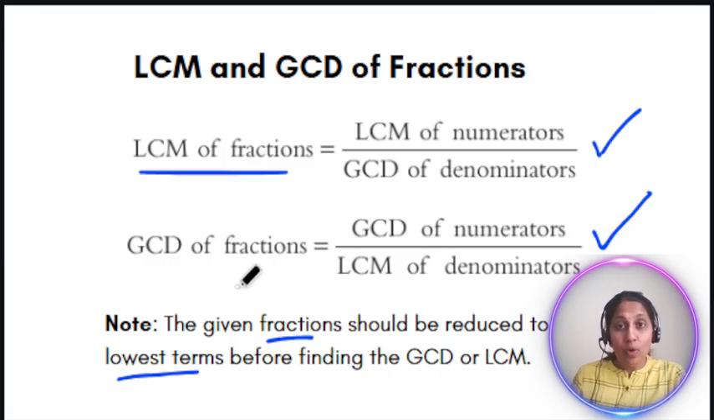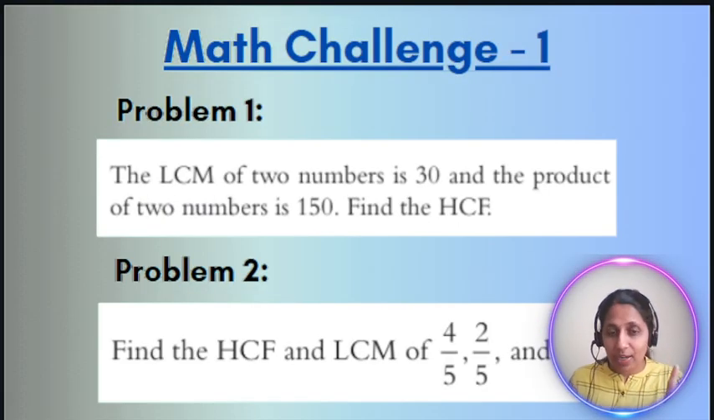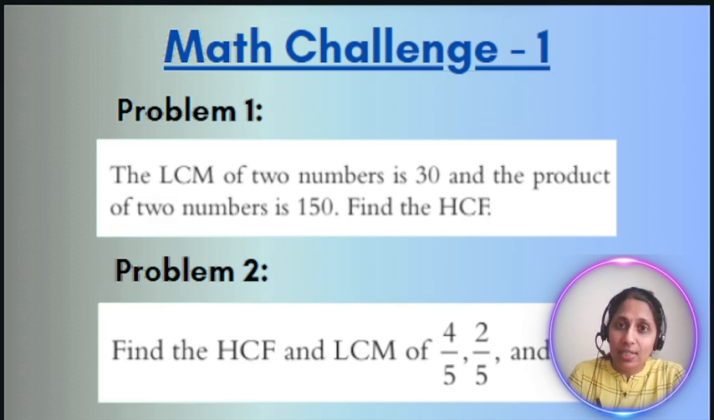Okay, I hope you are clear by now. And now let's come to our challenge number 1 and the problem number 1. You have to find the HCF. The question is, the LCM of two numbers is 30 and the product of two numbers is 150. So find the HCF. Problem number 2 is, find the HCF and LCM of 4 by 5, 2 by 5 and 3 by 4. This is your challenge number 1.